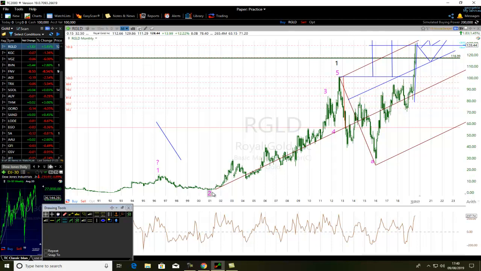First wave, second wave, third wave, fourth wave, fifth wave. When we count 1, 2, 3, 4, 5, it becomes one of a higher degree. It is the A wave of the flat correction. It is the B wave of the flat correction. Or is this a zigzag? Let's see what will happen next.